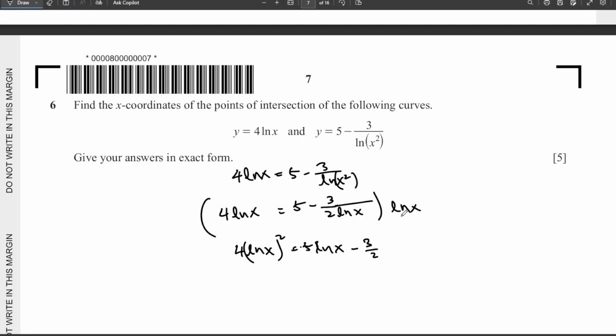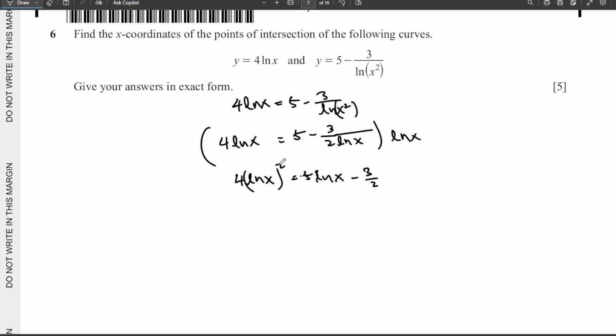Okay, be careful here. Some students tend to make the mistake. They think this square, they can bring forward, just like what we did just now, right? But no, because this square indicates the ln x. This square is the same as ln x multiplied by ln x. It's not the same as ln of x squared. Okay, it's not the same. So we cannot pull the 2 outside.